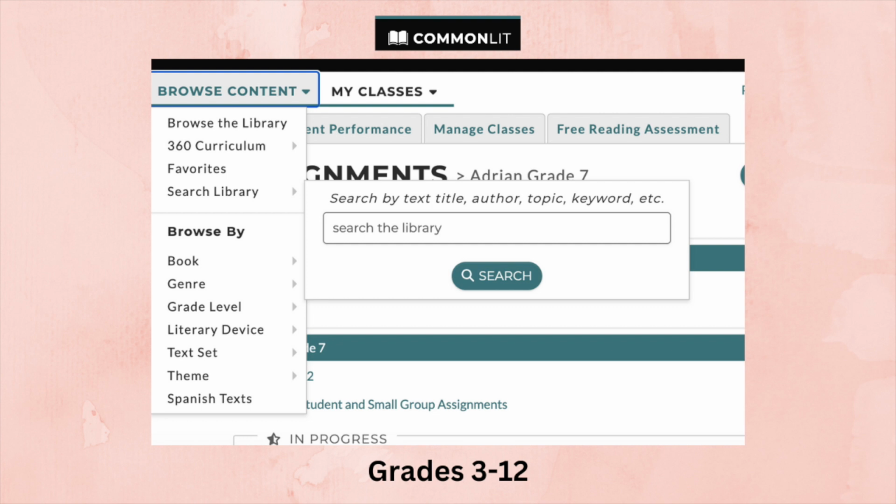CommonLit has the option to browse by books, genre, grade level. If you're working on a specific literary device, they have text sets, so texts that go together if you want to do a unit with your child. They even have Spanish text.